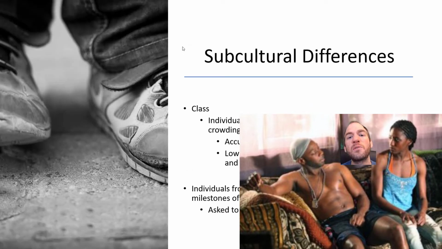Now looking at some specific differences in timing variations across adulthood. First, class: individuals in poverty experience more noise, pollution, crowding, family disruption, hunger, and exposure to violence. This creates an accumulation of stress, lower academic achievement, and poorer mental health and well-being. Individuals from lower income families tend to reach milestones of adulthood earlier. They're asked to grow up fast. So, my previous example with a teenage couple having a child, and being off timing fairly consistently, just in general.